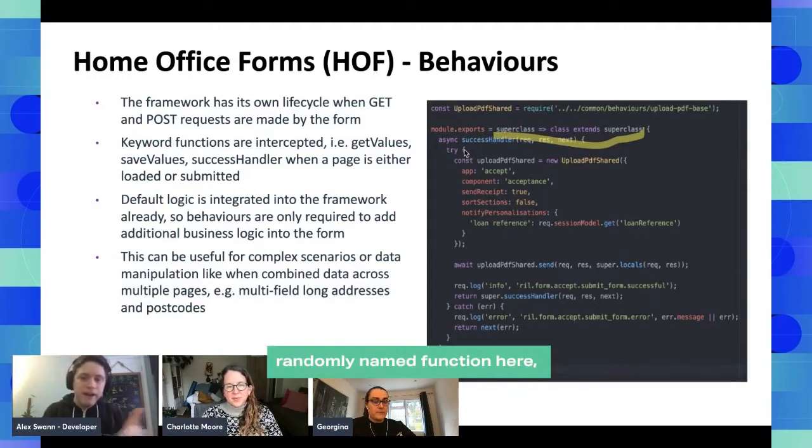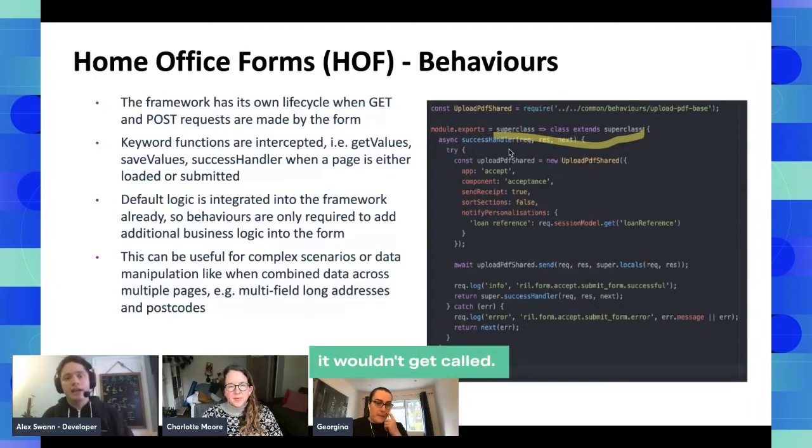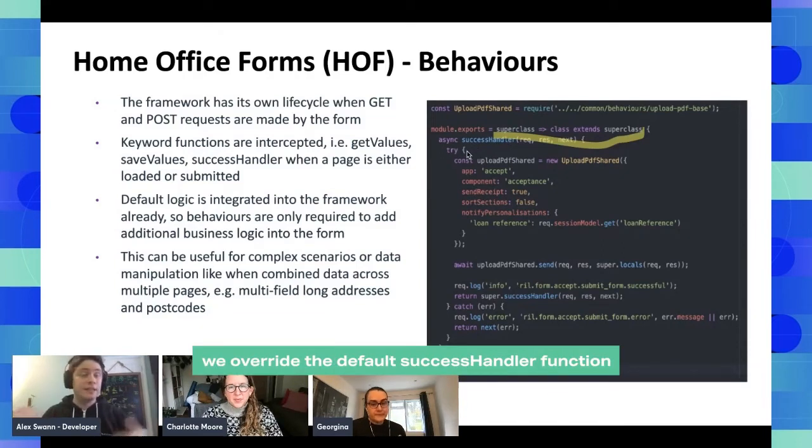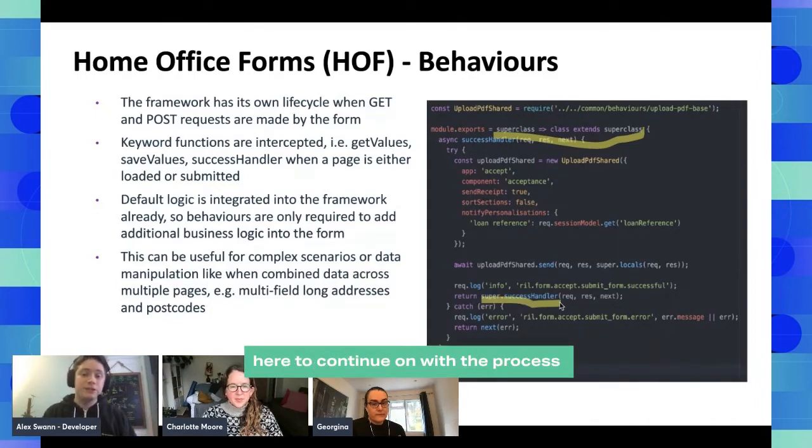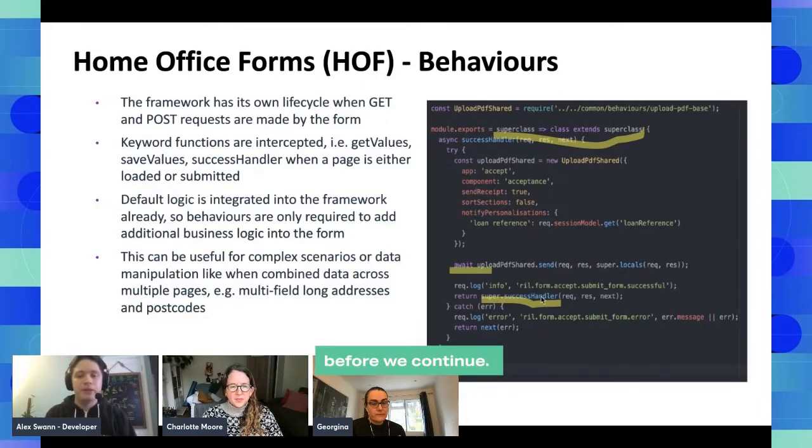If I wrote just a randomly named function here, it wouldn't get called, but for success handler, we override the default success handler function in the parent class, and then we call super.successHandler here to continue on with the process. In the interim, in this example, you can see we've got an upload PDF model we're instantiating, putting some data into there and uploading before we continue. So it can be very nice.